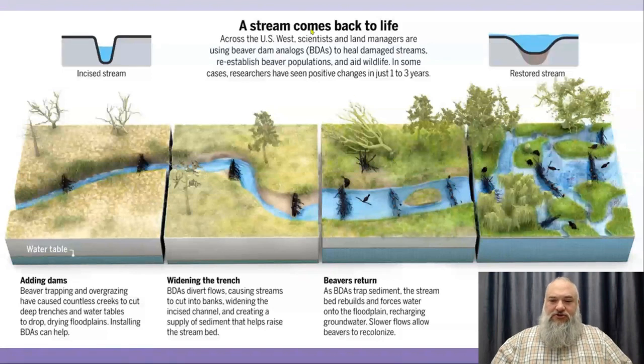So, bringing a stream back to life. Okay, so if you have an area where beaver trapping and overgrazing has caused the creeks to basically collapse in on themselves and get these narrow, deep channels, which is great if you don't care about the land over here. Stuff goes through fast and quick, and it doesn't water the land too much.